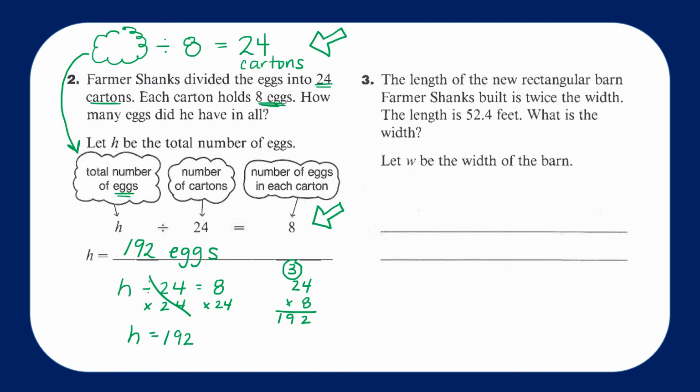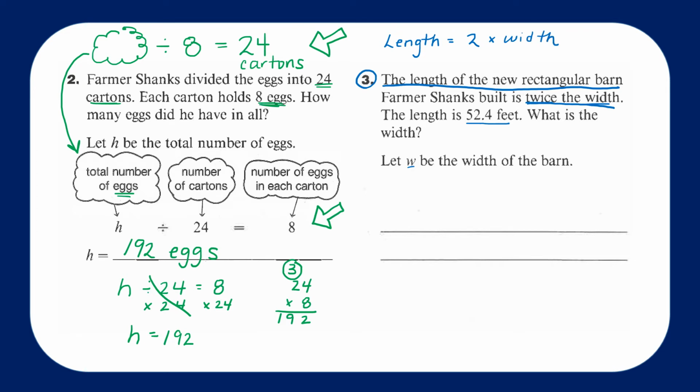Let's try another one. Question 3. The length of the new rectangular barn Farmer Shanks built is twice the width. The length is 52 feet. What is the width? Let the width be W. All right, so let's start with the first sentence. The length of the new rectangular barn is twice the width. So the length equals 2 times the width.